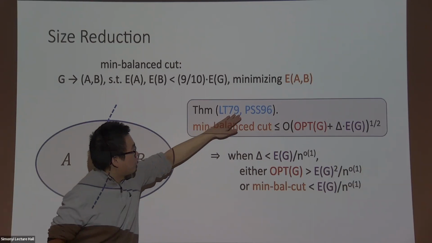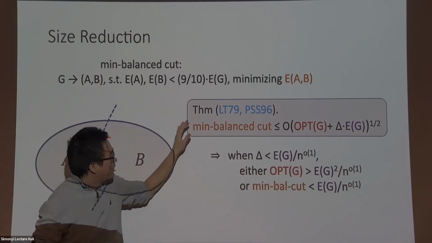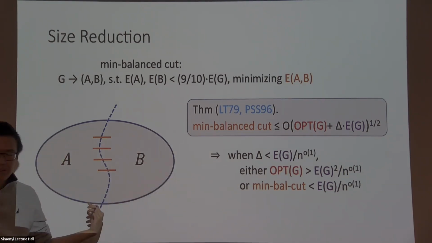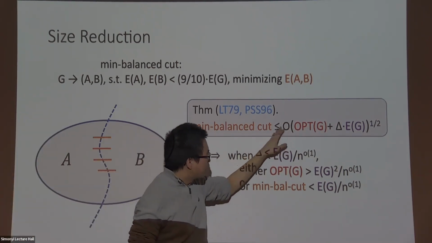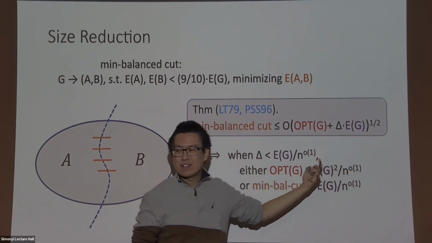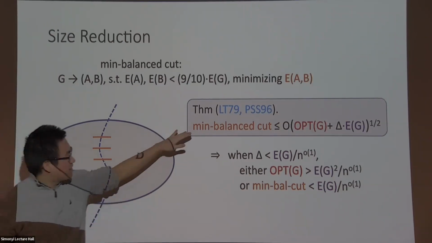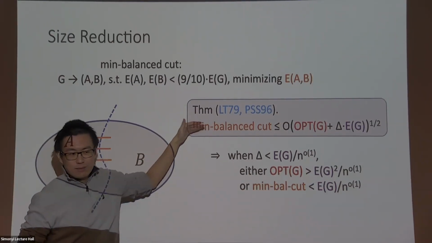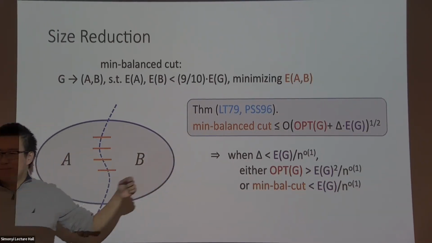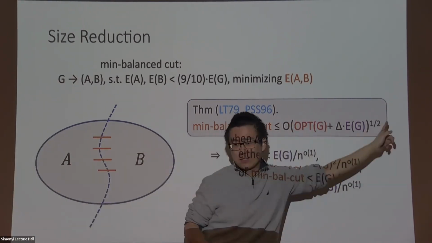This is Leighton and Rao, the planar separator theorem. I'm not sure if you have heard of it. The min balanced cut of a graph is bounded by the square root of OPT plus max degree times the number of edges. So this eventually is a corollary of the planar separator theorem. But the ideal planar separator theorem is: you're given a graph of n vertices, you can find a square root of n separator, right? And this is why this square root of n comes into play.